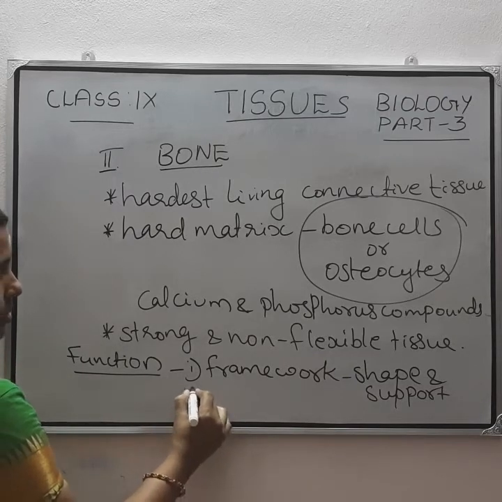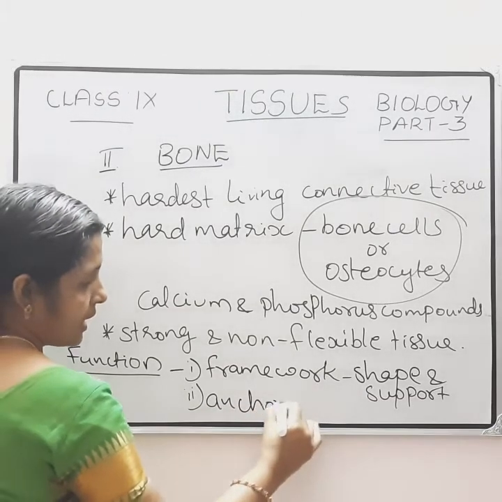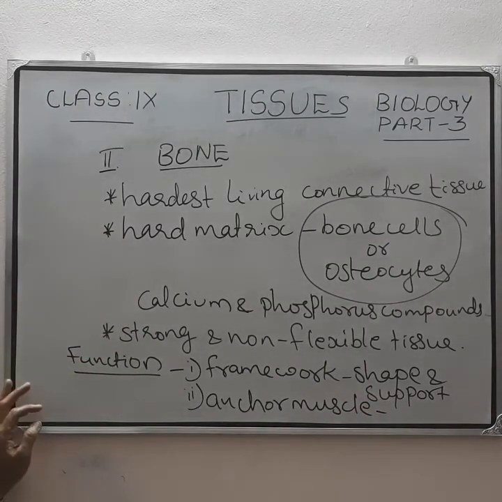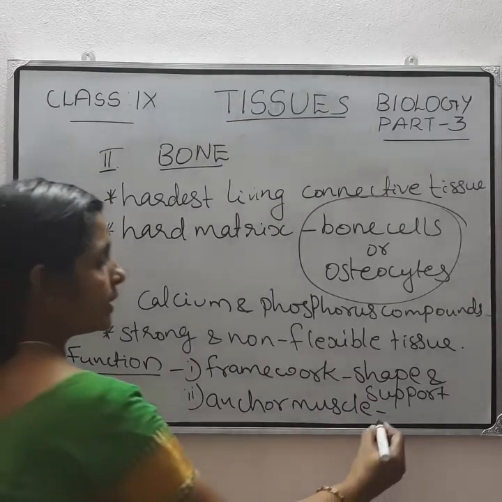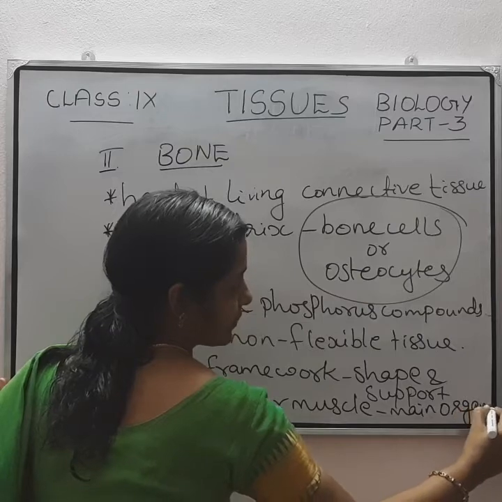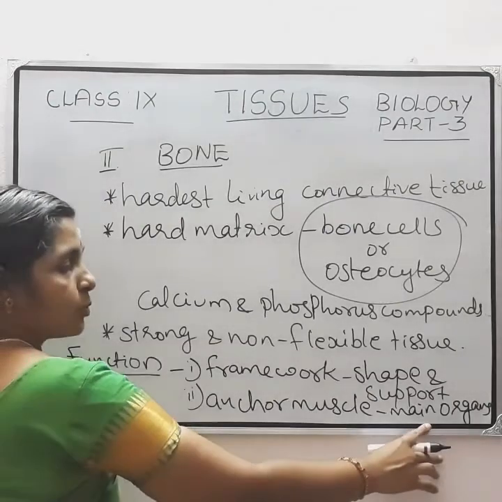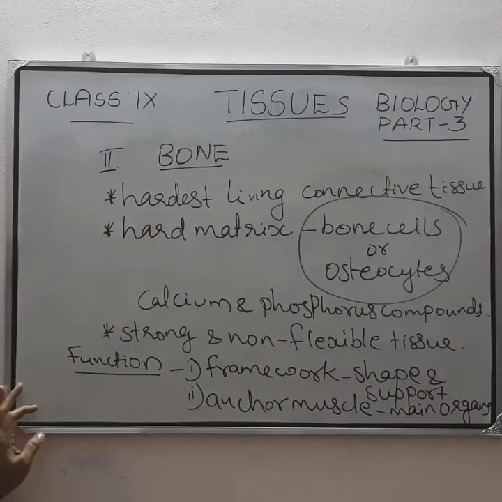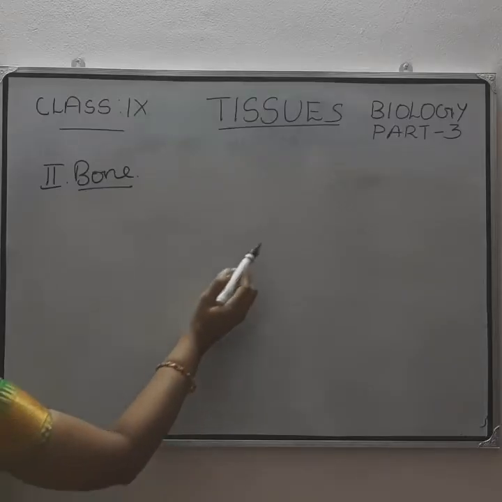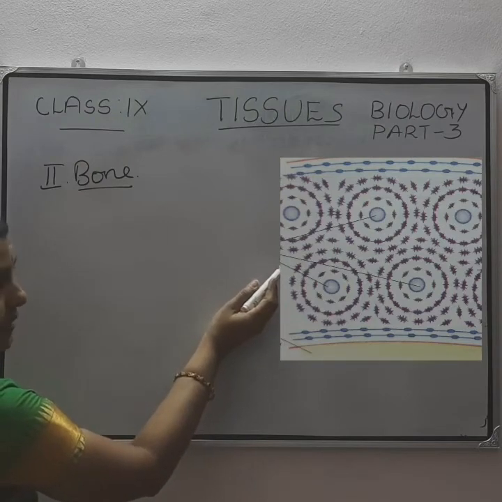And another one is it also helps to anchor muscle cells or muscular tissue, anchor muscles, and also provides support to main organs of our body. That's about another connective tissue. What is the name? It is bone. Look at the figure here. You can see different bone cells or osteocytes.